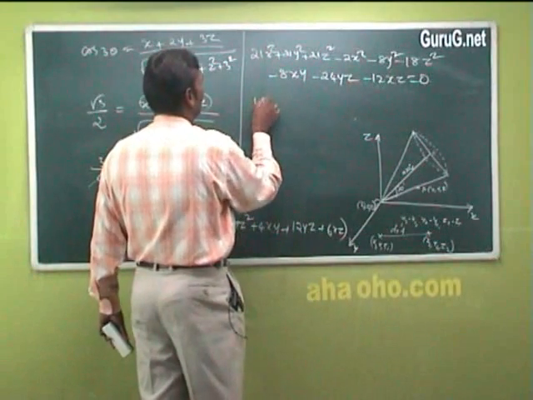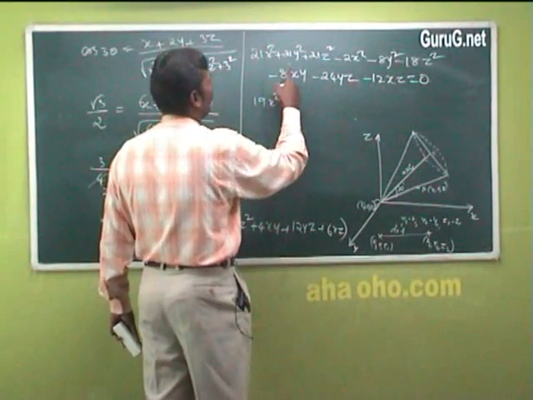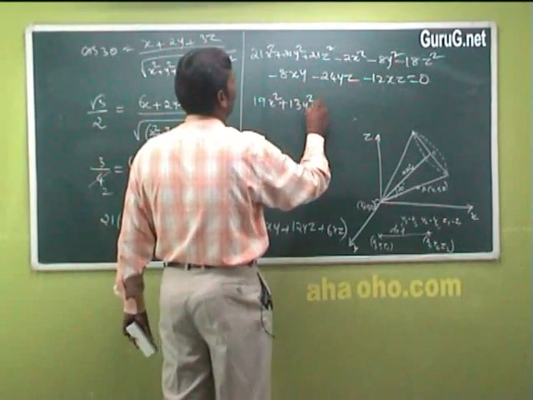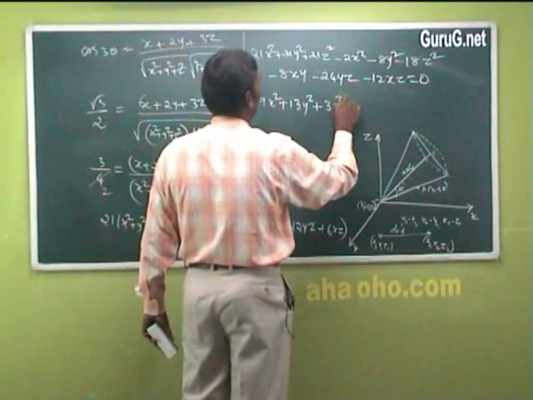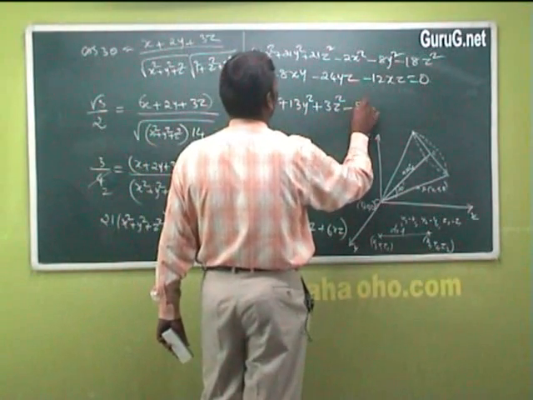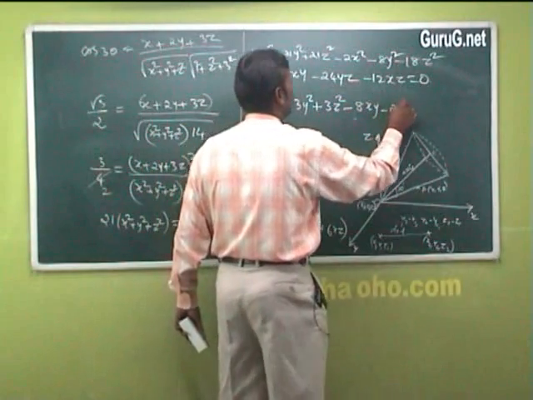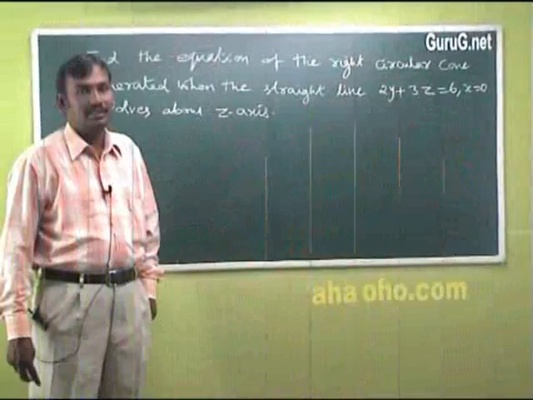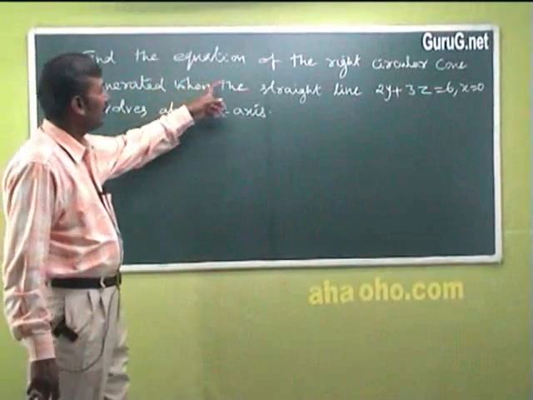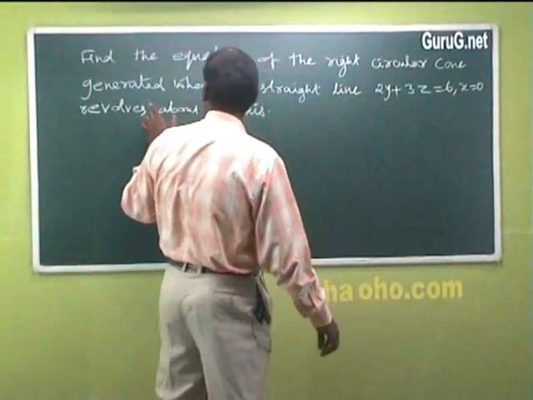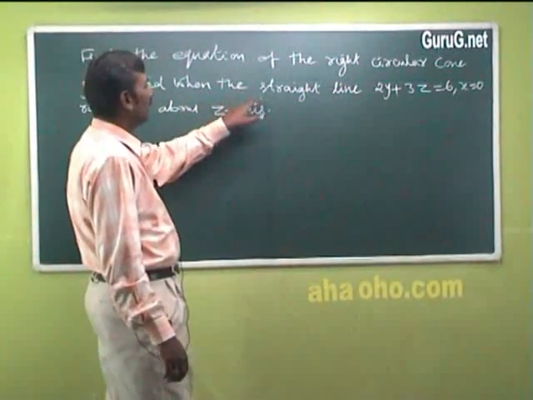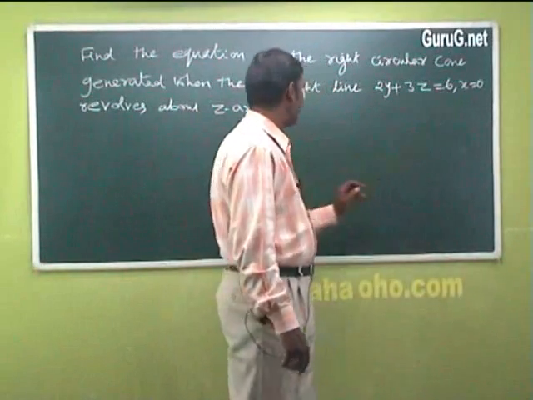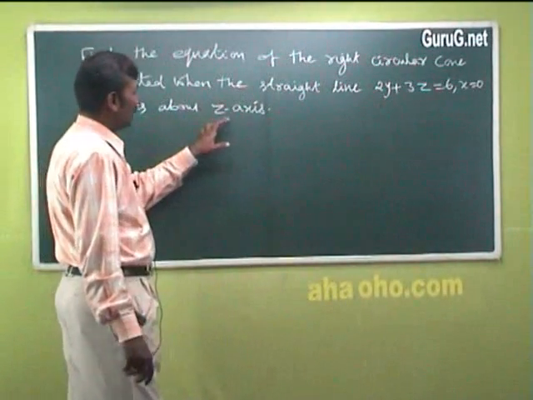So 19x squared plus 13y squared plus 3z squared minus 8xy minus 24yz minus 12xz equal 0. Next problem. Find the equation of the right circular cone generated when the straight line 2y plus 3z equal to 6 and x equal to 0 revolves about z axis.